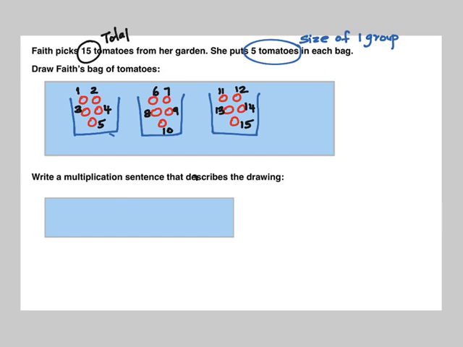Write a multiplication sentence that describes the drawing. The multiplication sentence that describes this drawing above is number of groups. I have 3 bags, so 3 is the number of groups, times the size of each group or the size of each bag or one bag. So what is the size of one bag or each bag? 5. So 3 times 5 equals 15.